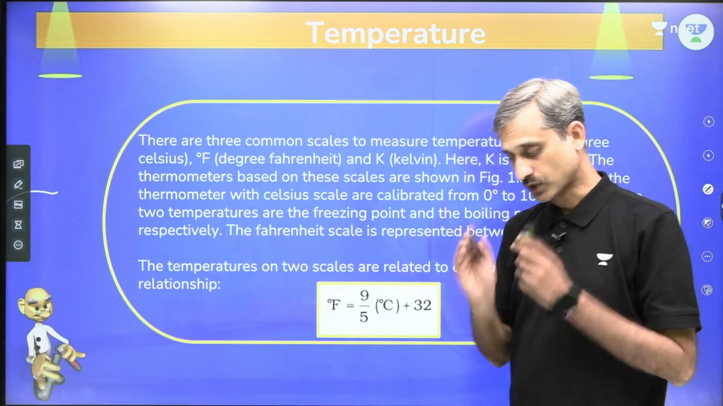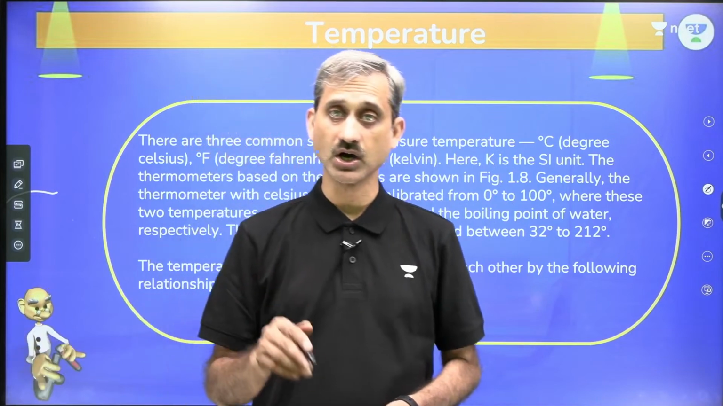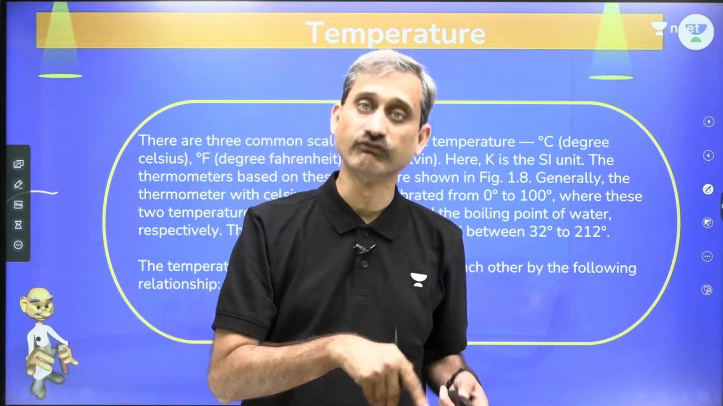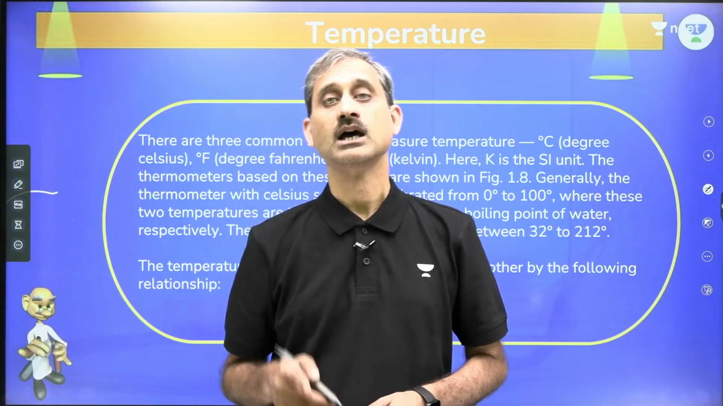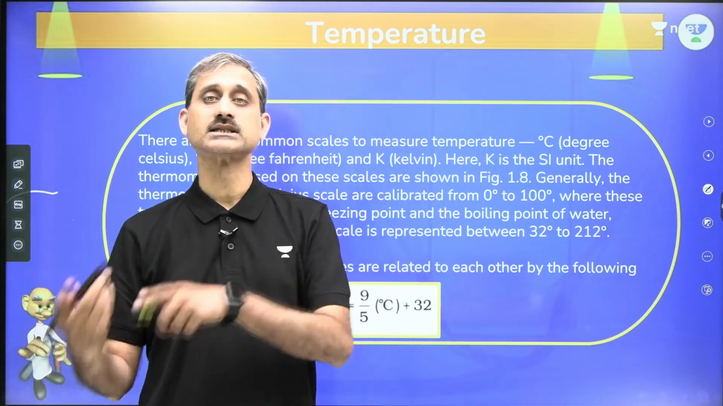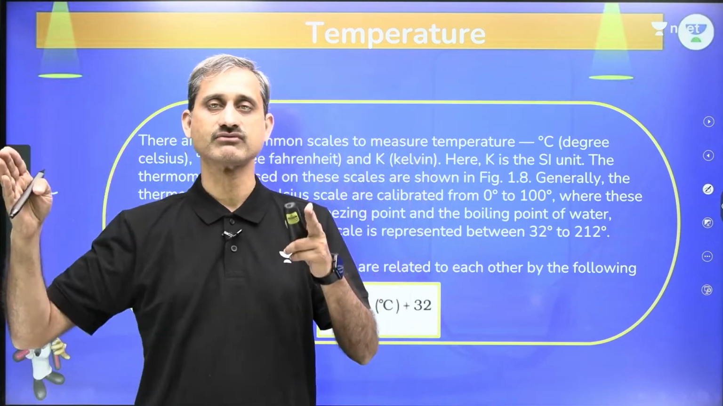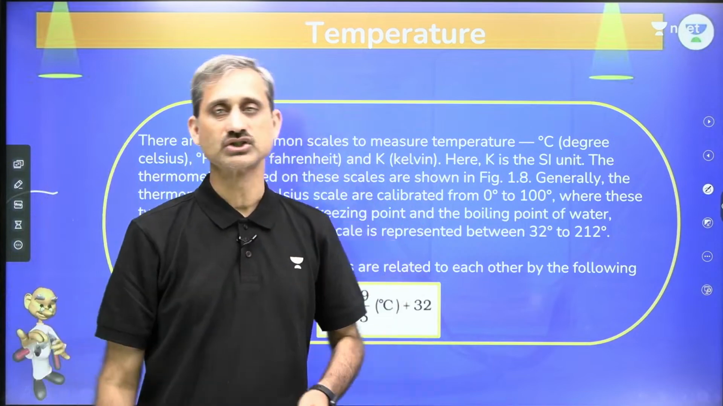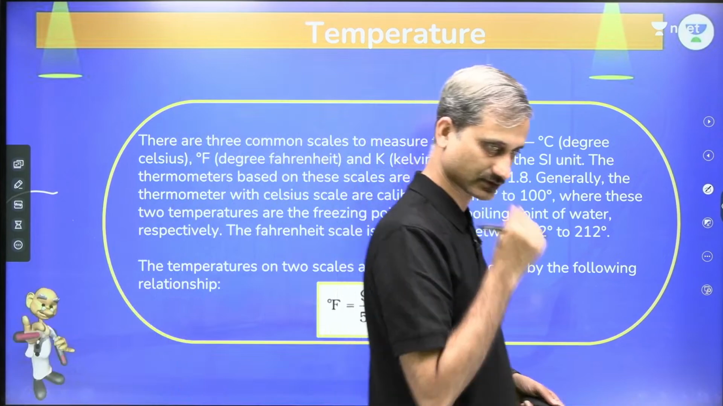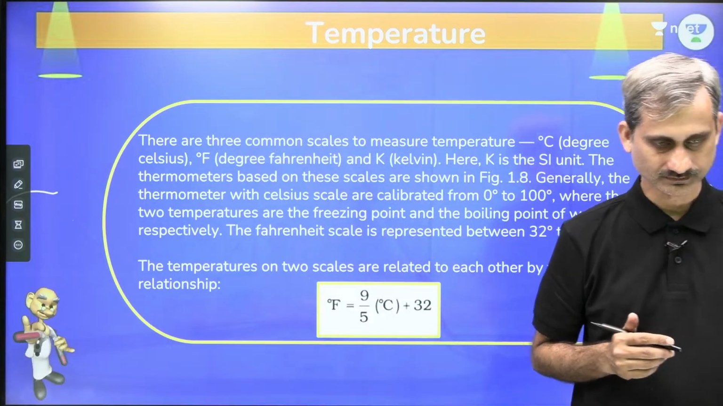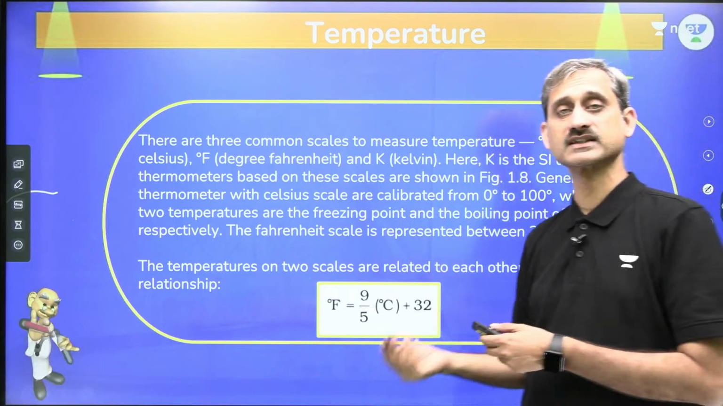Now, water has 0 degrees Celsius as the freezing point because the freezing point of water was considered 0 degrees Celsius. In the same manner, the boiling point of water was considered 100 degrees Celsius, and the gap between 0 and 100 was divided into 100 equal divisions so as to give the values. So that is what we have as the values. Is it clear?